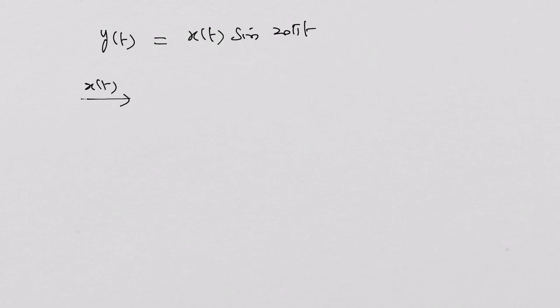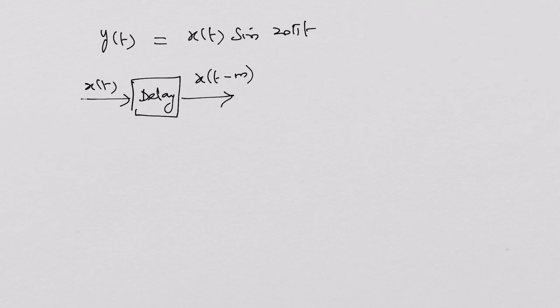Let me show you one more example. I have a system y of t is equal to x of t into sine of 20 pi t. I take the input signal x of t, I apply it through a delay. Let me call this the delay element. The input is delayed by m units. Now it is applied through the system, the transformation of something. So it produces a response, which is recorded.